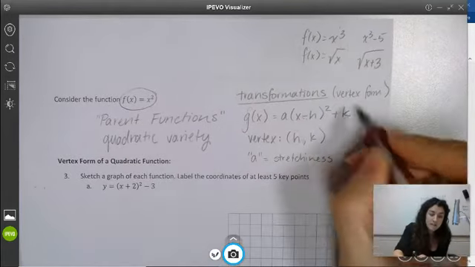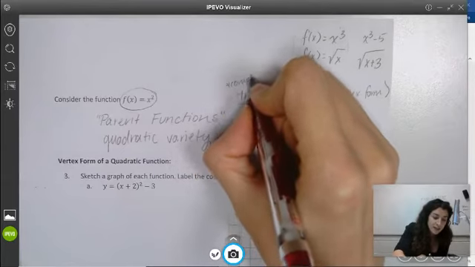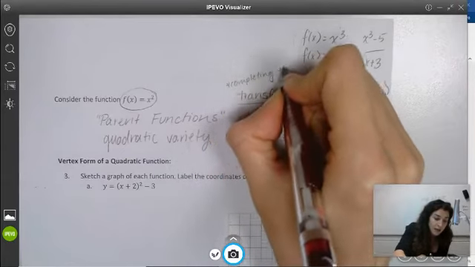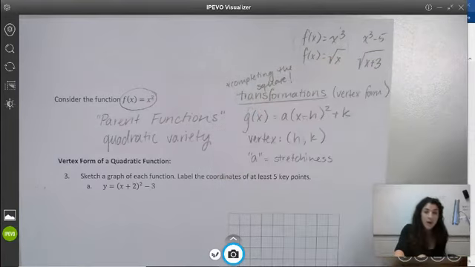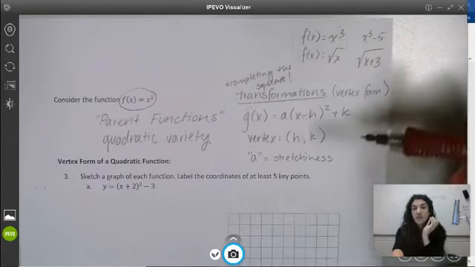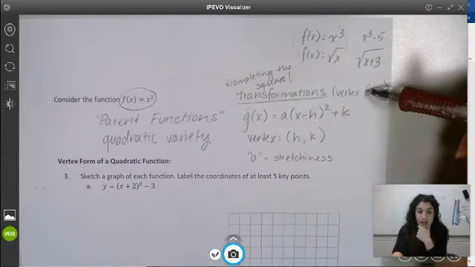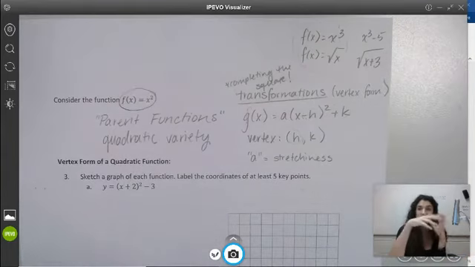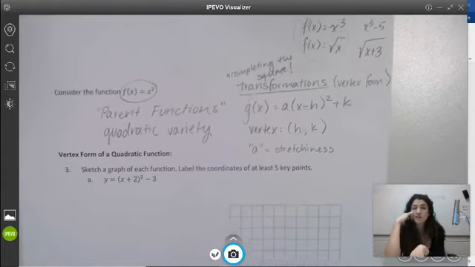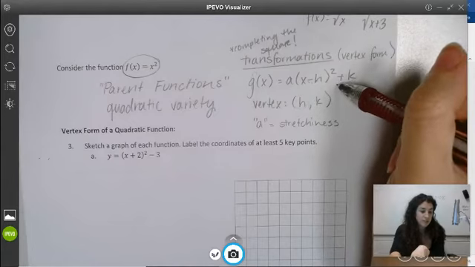I would like for you to also notice that vertex form is completing the square. This is why we learned about completing the square. This is why completing the square is so important, because putting it into vertex form can tell us a lot about the parabola, not just the vertex, but how stretchy it is, whether it's going to be fat or thinner, a lot of different things. So completing the square gets us to this form. It's why we learned about it. This is our vertex form.